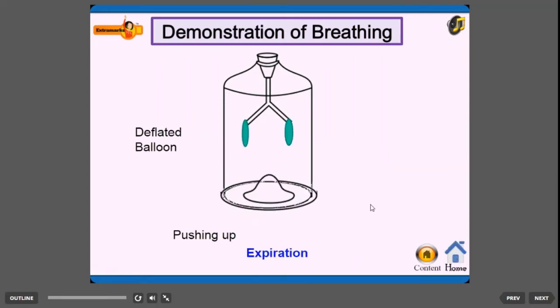While pushing the same rubber tube up results in increased air pressure within the glass jar and drives the air in the balloons out, similar to what happens during exhalation. So when the rubber sheet is being pulled up, you can see the balloon gets deflated. So the balloon, as I told, acts as lungs. So the lungs push out the air because of the pressure which is being exerted from downwards.